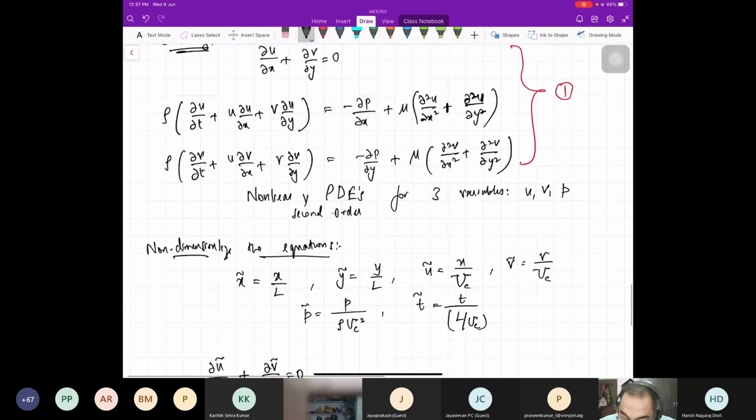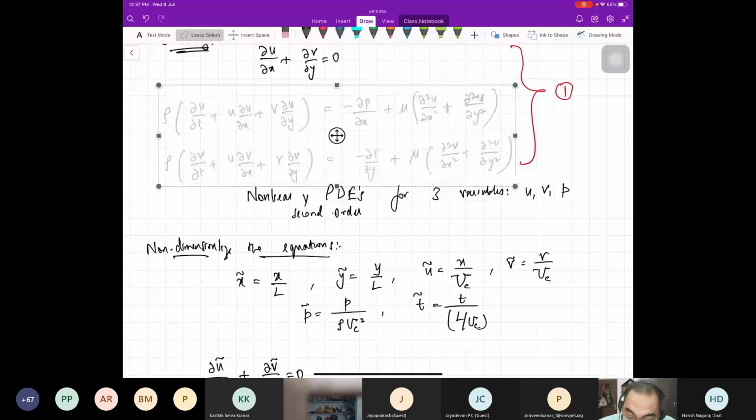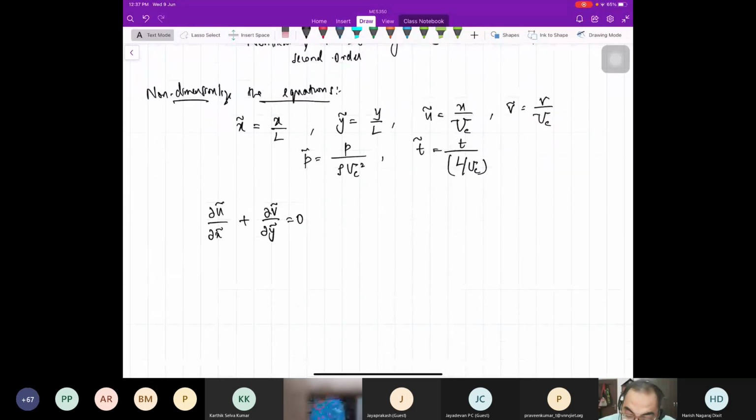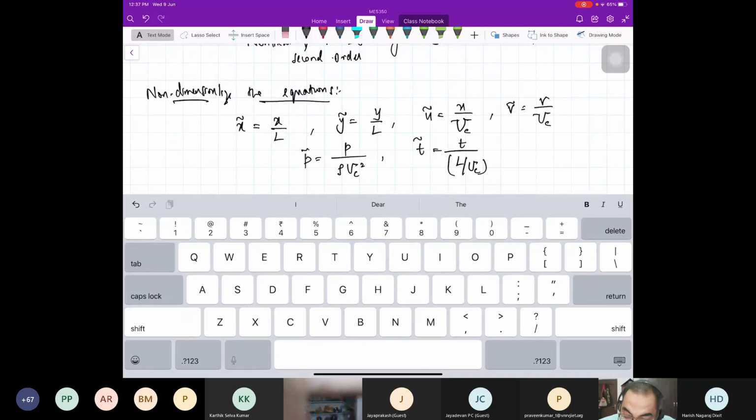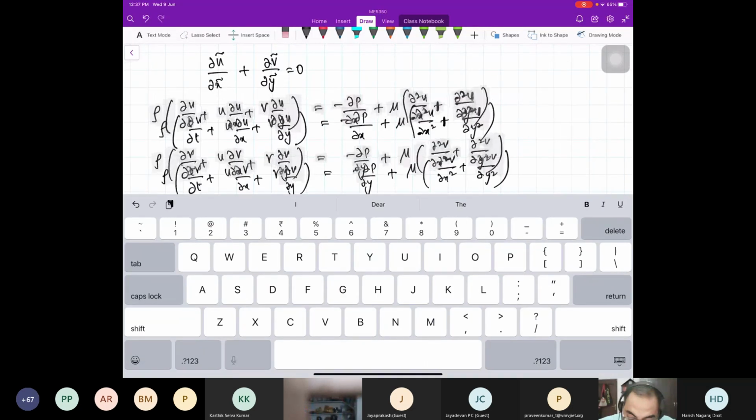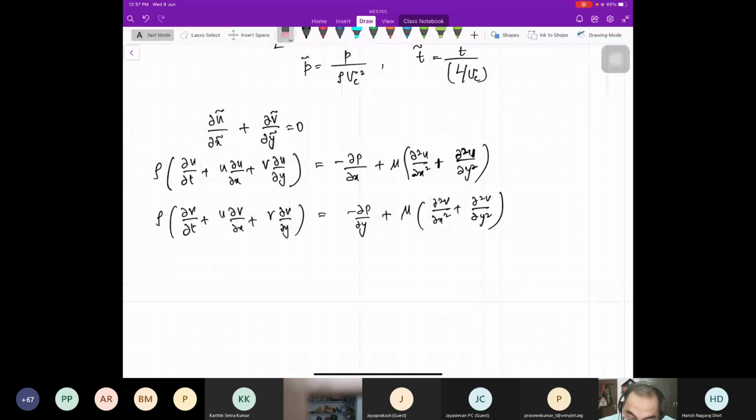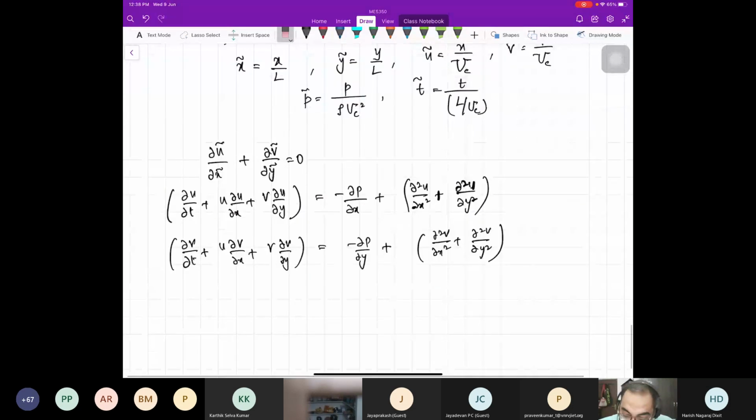Because I'm a little lazy and I have the luxury of an iPad, I will just copy and paste it here. It makes my life a little easier, and more importantly, it'll save time. If I do this correctly, then I will get a 1 by Reynolds number here, 1 by Reynolds number here, and all the other variables will have this tilde.